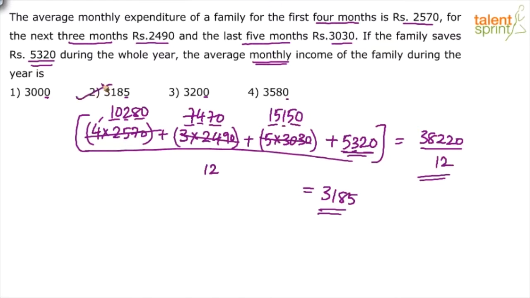Cut down the paper. Don't start doing all this. 2570 into 4. So 4 zeros are 40, 4 sevens 28, 4 5s 20 and 2 22, 4 2s 8 and 2 10. If you do this, then you are not fit for the exam. You getting it? Keep it simple.